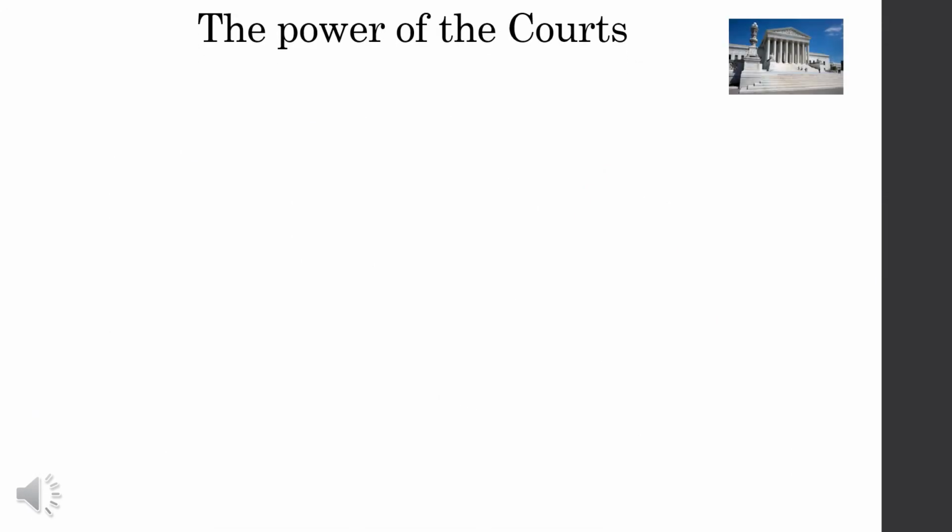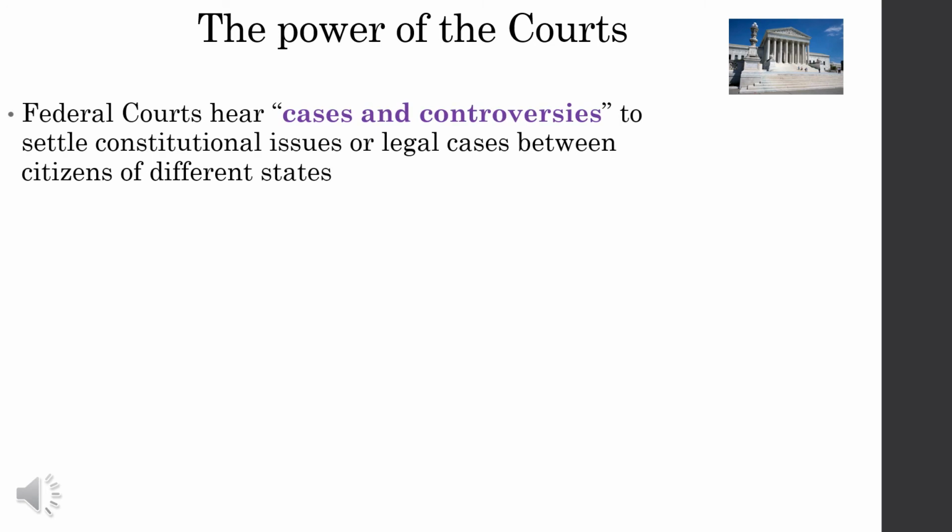If you read Article 3 of the Constitution, the courts don't seem to have a lot of power. The federal courts hear cases and controversies to settle constitutional issues. Well, what did the Constitution mean here? Or legal cases between citizens of different states. But then this guy shows up. His name is John Marshall, and he is a Chief Justice of the United States Supreme Court. And he's going to take that cases and controversies language and create two powerful checks in government.